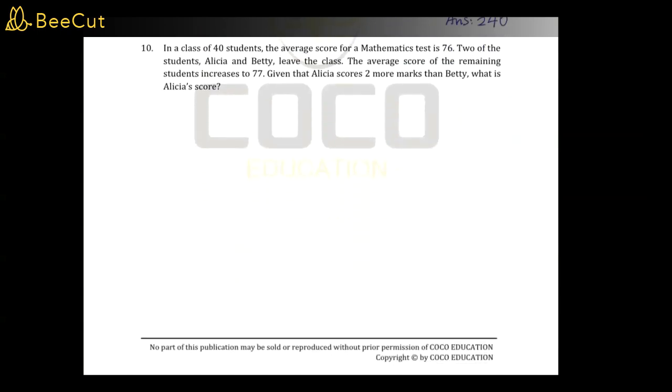Now, question 10. So we can find the total scores for the whole class. There are 40 students. Average is 76. So 40 times 76. Total is 3,040. Now, 2 of the students left the class. So we use 38. Now we have 38 students times the average, 77. There's 2926.